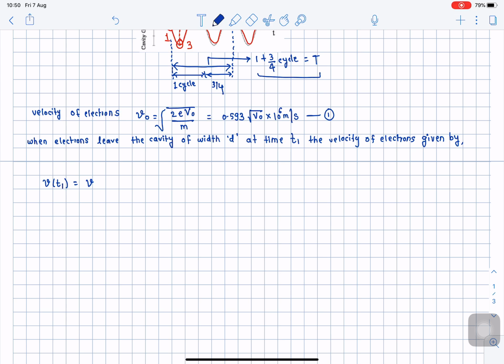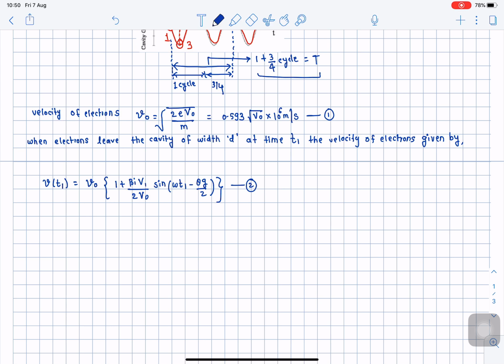This can be written as an original velocity v0 into bracket, directly from the velocity modulation equation, 1 plus beta i V1 upon 2 v0, sine of omega t1 minus theta g by 2. Bracket complete. Equation number 2.